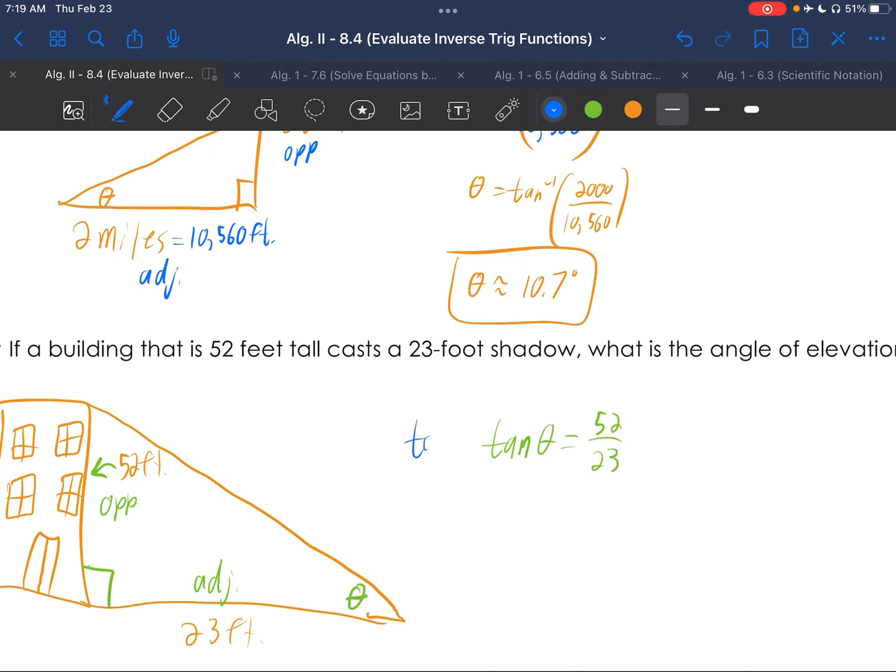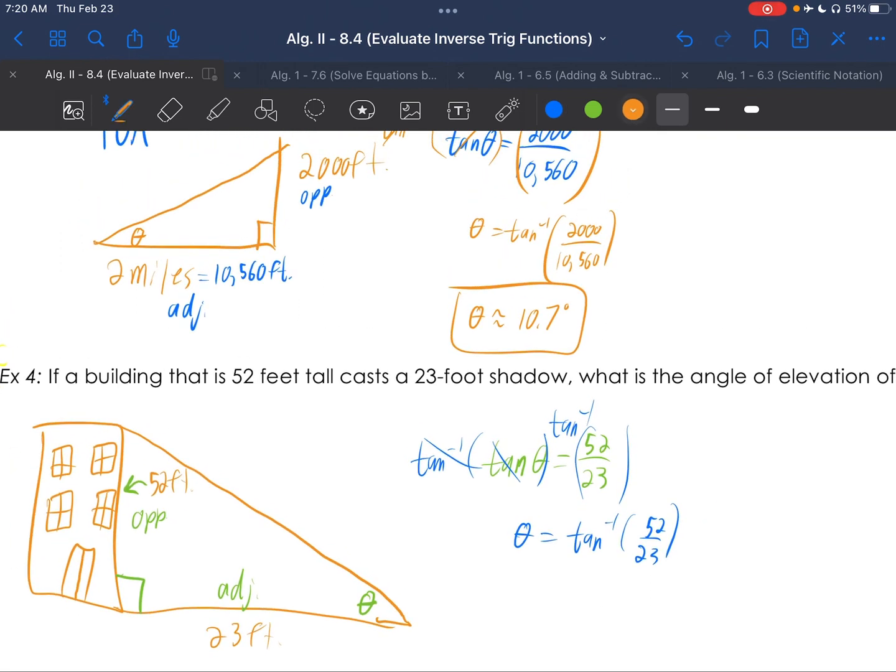So we take the inverse tangent of both sides, and inverse tangent and tangent undo each other. You could actually skip writing that step, if you would like, by just typing inverse tangent of 52 over 23 into your calculator and going right to the next step of saying theta is approximately 66.1 degrees. That's totally fine. Once again, I'm not sure what that is in radians offhand. All right, that is it for the notes today in 8.4.